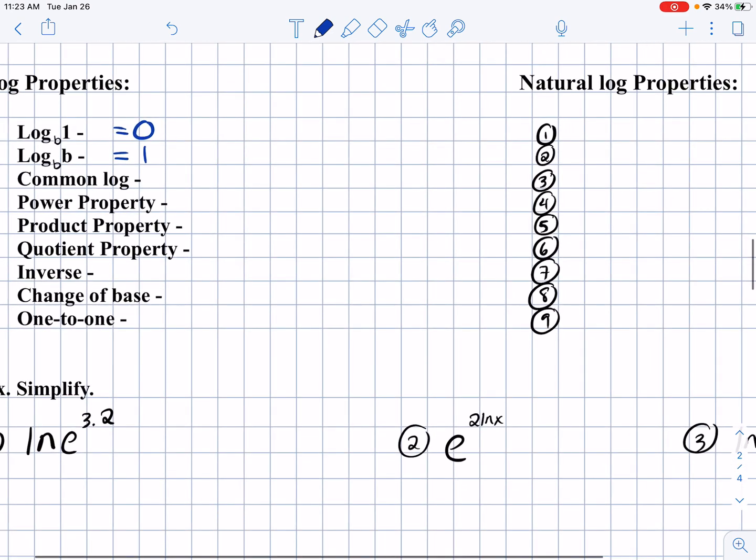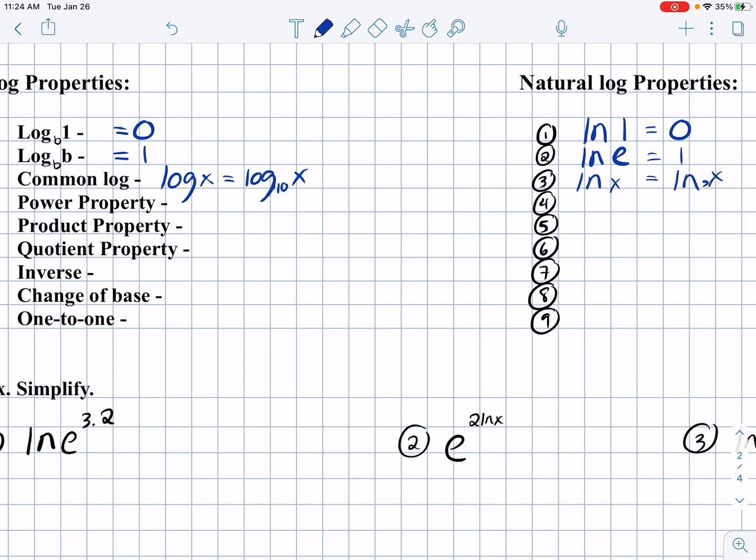So let's write these same properties over here for natural logs. The natural log of 1 then, as you saw above, is also 0. And then the natural log of e, because there's a base e, would equal 1. Your common log just states if you have the log of x, it's the log of x with a base 10. We just don't write our 10 there. So then for a natural log, if we just have the natural log of x, this is the natural log of x with a base e. We just don't write it.